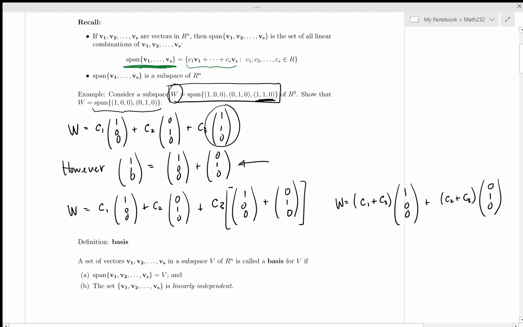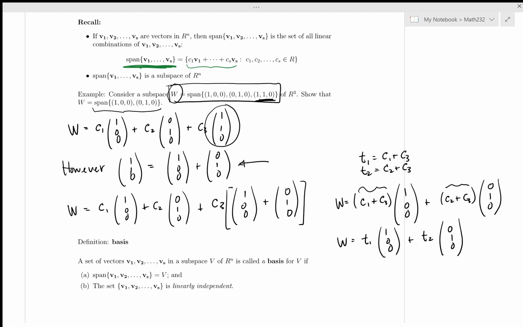These coefficients are just numbers, so I could make a definition. Let's call T1 equals C1 plus C3, and T2 equals C2 plus C3. Then W is equal to T1 times (1, 0, 0) plus T2 times (0, 1, 0), where T1 and T2 are real numbers. That shows that W is the span of these two vectors, and so the subspace W can be represented by either one of those statements.